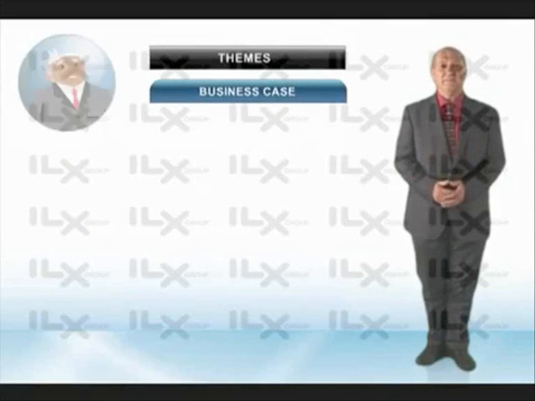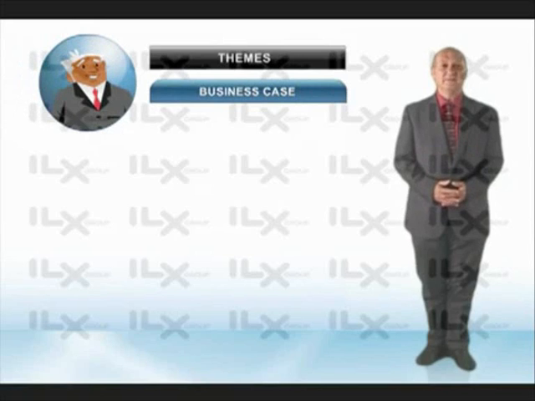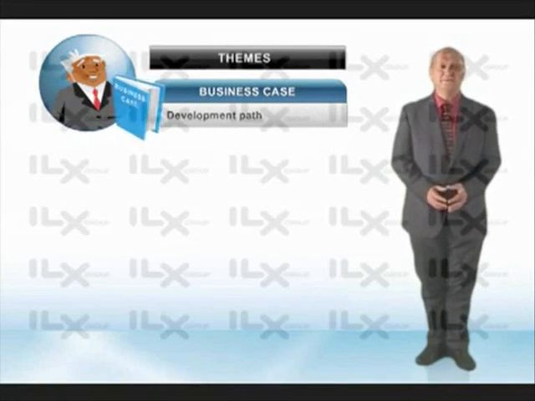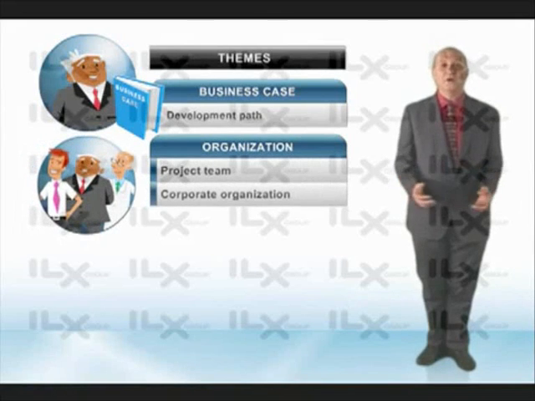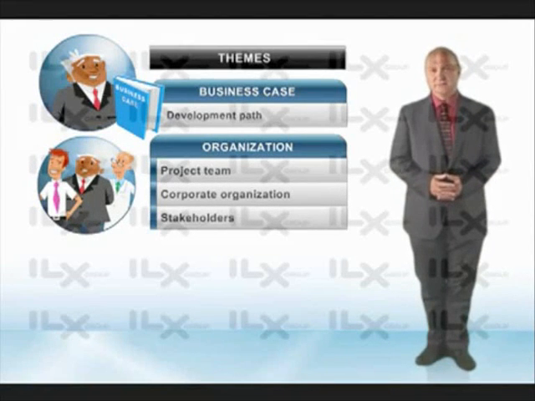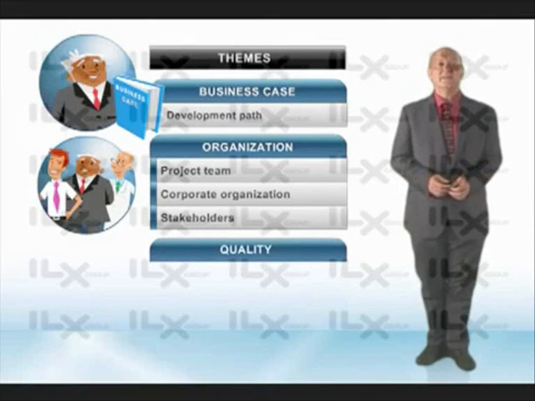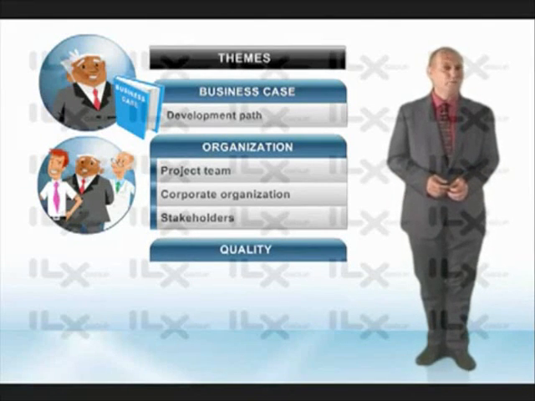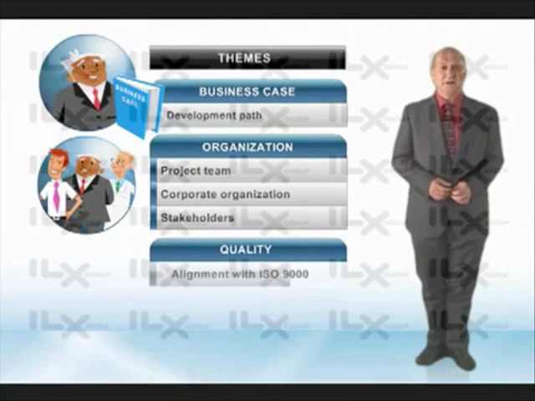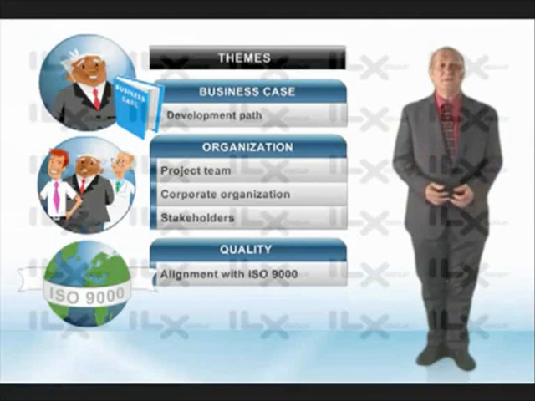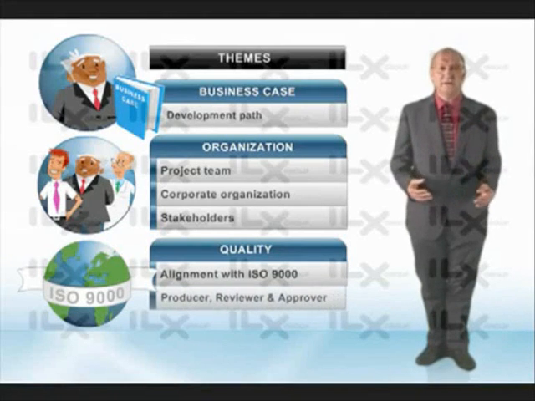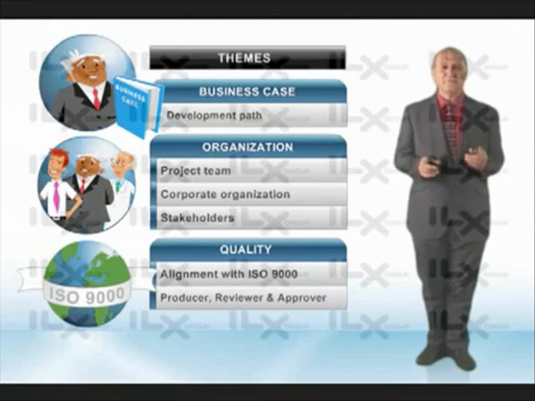The business case theme now includes a greater level of guidance on the development path and also the content of the business case. The organization theme now includes sections on working with the project team, the corporate organization and stakeholders. Guidance on quality has seen significant change to terminology in order to align more closely with ISO 9000. The quality theme also outlines how responsibilities have been recategorized as producer, reviewer, and approver.